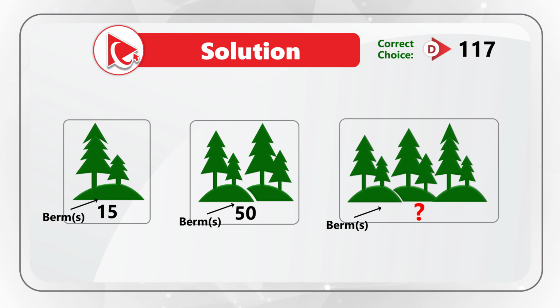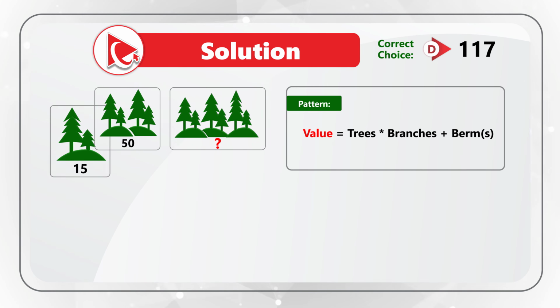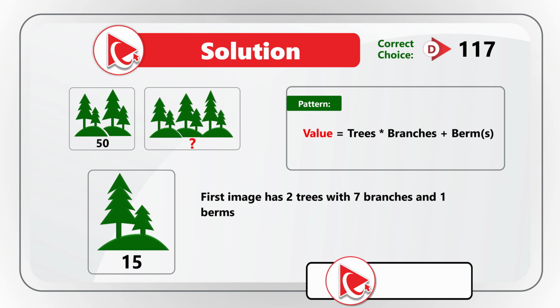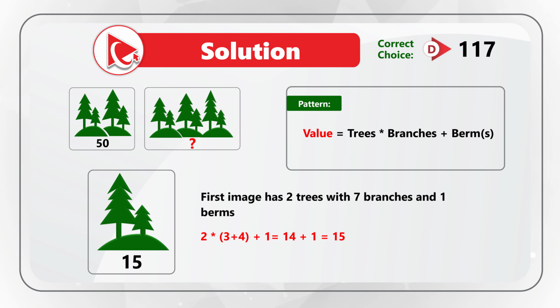The pattern is calculated as number of trees multiplied by number of branches on the trees, and you incrementally add the number of berms to calculate the number at the bottom. Let's look closely at each one of the images. First image has 2 trees with 7 branches and 1 berm, and the calculation would be 2 multiplied in parentheses 3 plus 4 plus 1, which would be an equivalent of 14 plus 1 equals 15.